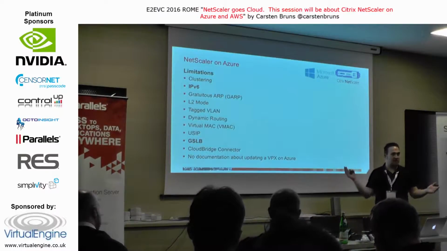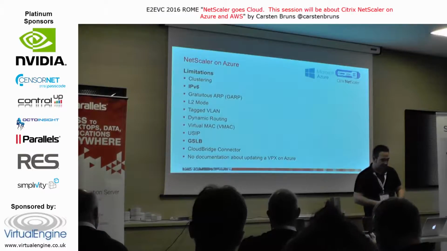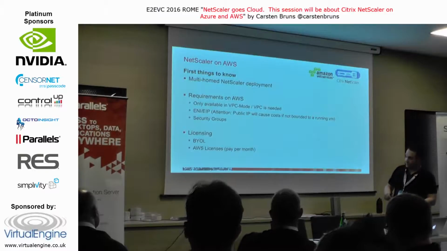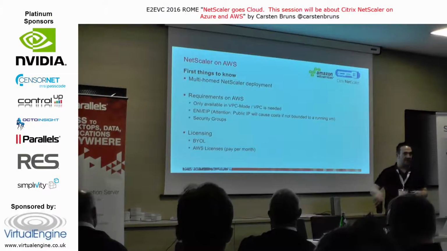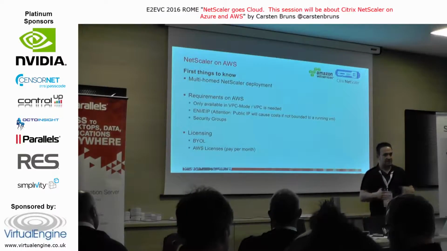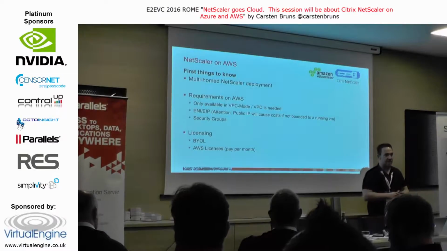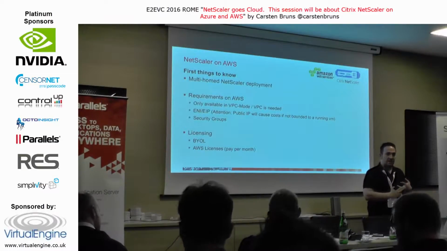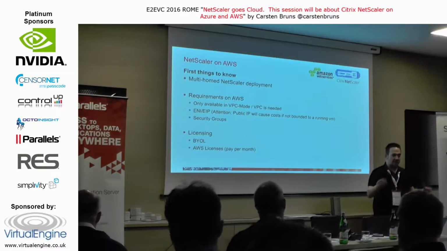Further questions about Azure and NetScaler on Azure? Okay. Then let's talk a little bit about AWS. It will be a little bit more complex because on AWS you will have a multi-homed NetScaler running. So this is not a single IP mode. This is a multi-homed NetScaler, so you can configure multiple interfaces, multiple IP addresses. So it's much more complex to get this up and running.